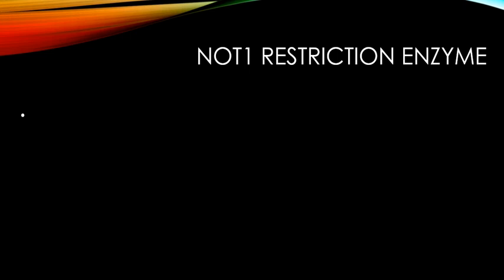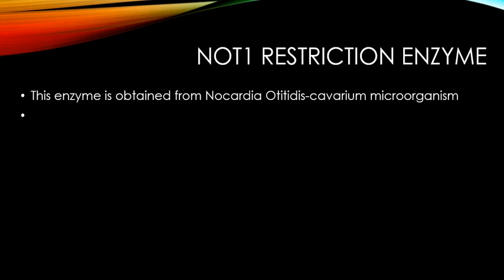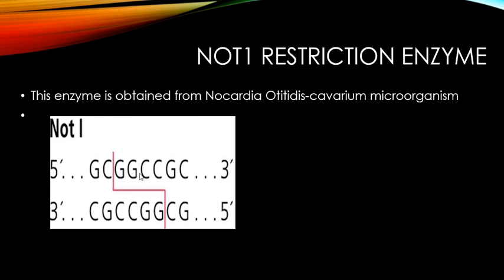Another restriction enzyme is known as NotI restriction enzyme. So as we said before, there are around 100 restriction enzymes. We are giving just examples of these restriction enzymes, like EcoRI, which is obtained from E. coli bacteria, and the NotI restriction enzyme is another enzyme obtained from another microorganism known as Nocardia otitidiscaviarum. NotI usually has another recognition site which is specific to it. This recognition site is GCGGCCGC. And after it recognizes this recognition site, it is usually going to cut between the C and the G on both DNA strands. Okay? So this is how restriction enzymes usually work.